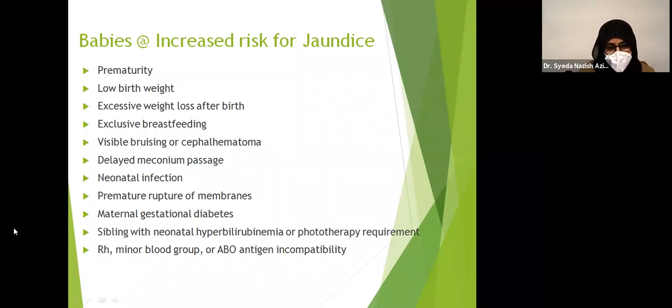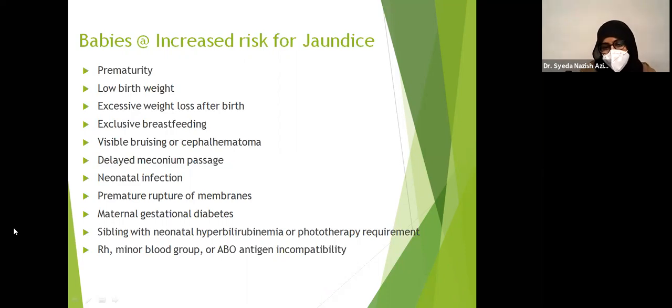Anytime a baby has a birth injury which leads to a collection of blood, like a big bruise or a simple hematoma, that can put them at higher risk of developing jaundice later on. Delayed meconium passage increases the enterohepatic circulation leading to jaundice. Any infection can lead to jaundice. Premature rupture of membranes, by increasing the chances of infection, increases their risk of developing jaundice.